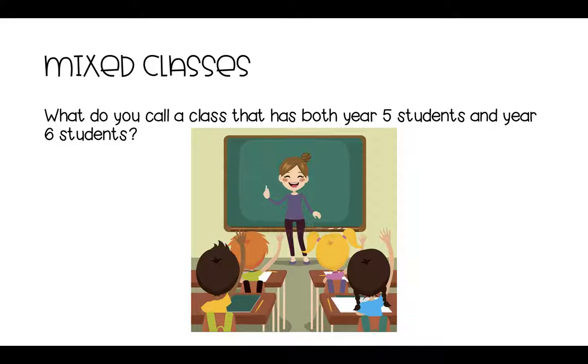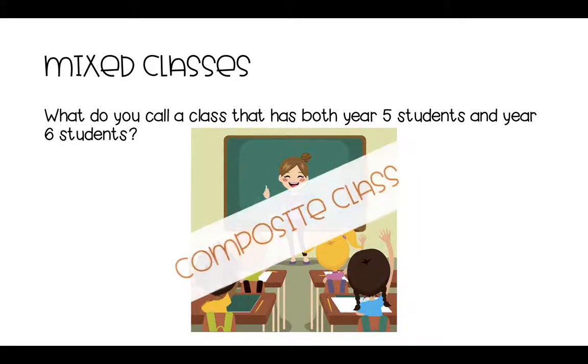So in primary school, you might have had a classroom that had both year 5s and 6 students in it, or perhaps year 3 and 4s, or 1 and 2s, but you had 2 year levels in the one classroom. I don't know if you know what this is called, and if you do, that's really fantastic, but we call this composite classes. So we call this a composite class.